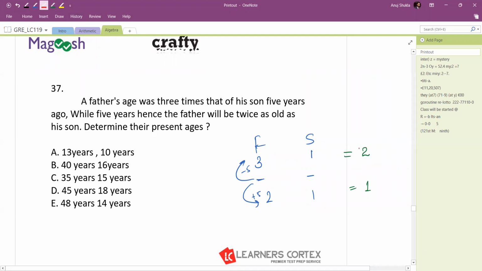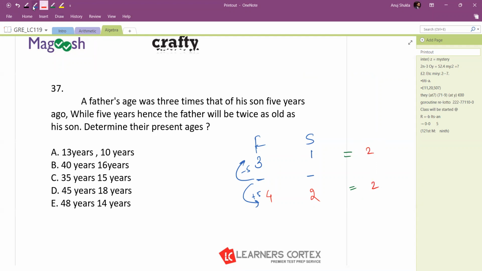So for making it the same, here I'll multiply with 2 and here I'll multiply with 1. If you multiply here with 2, this will become 4 and this will become 2. And anyway, this is 3 and this is 1. So what you can say? This is also 2 and this is also 2, means now the difference is the same.